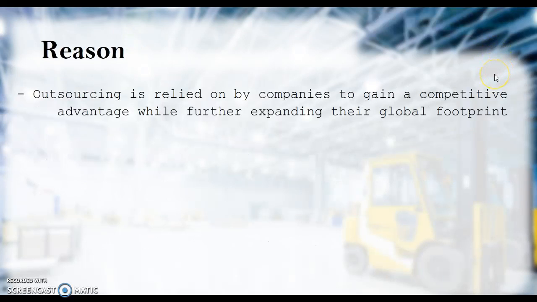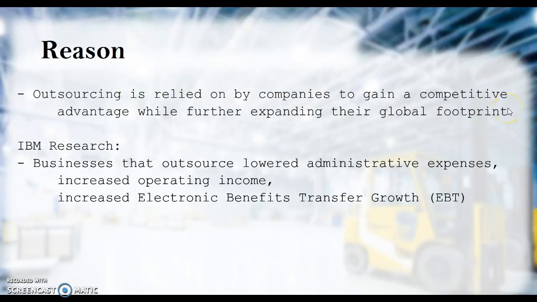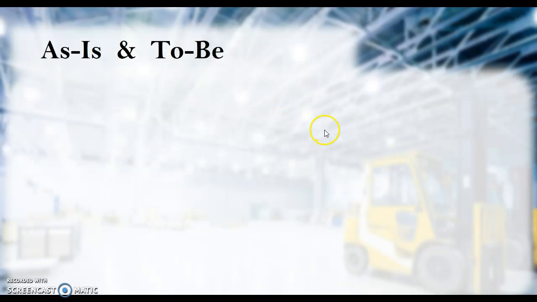The reason why I chose this topic was that outsourcing is relied on heavily by manufacturing and industry, and companies are able to gain a competitive advantage by using outsourcing and by decreasing their costs. As well, IBM research indicates that people who do in fact use outsourced manufacturing lower their administrative expenses and increase overall income. So the project I've been working on is to increase the capabilities of the model of the IBM CPLEX example.